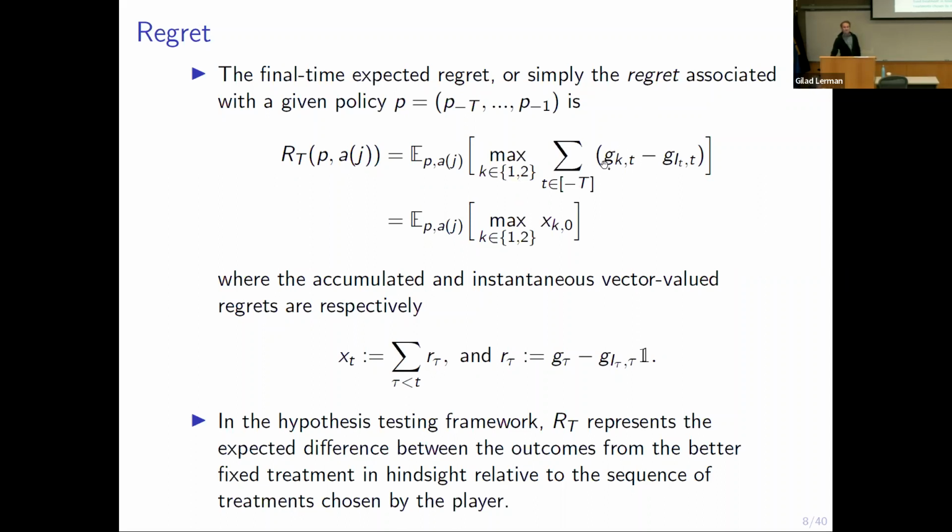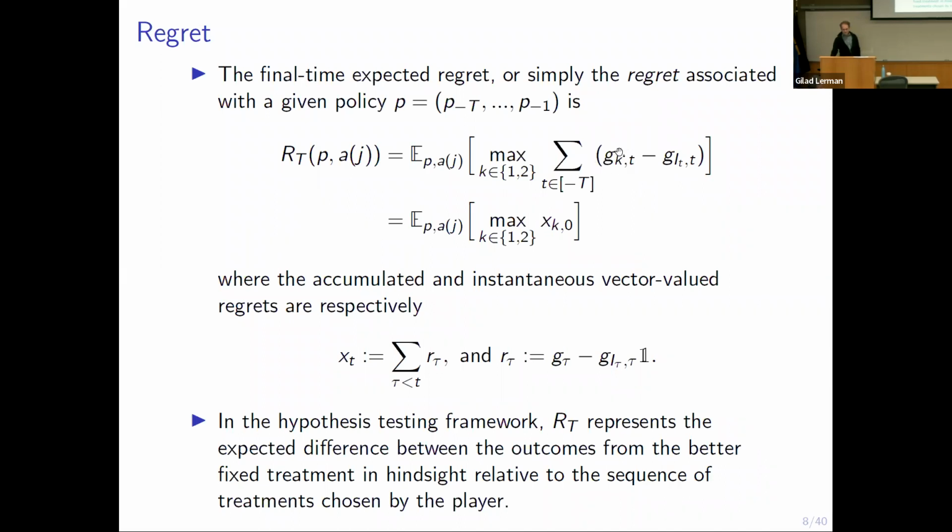What is the expectation over? The expectation is over both: the player's strategy is randomized, so IT is a random variable that at each time period is a sample from a distribution PT from the player. So that's one source of randomness, and the other source of randomness is the arms themselves. They're Bernoulli distributions. So AJ encodes the 2 Bernoulli distributions. Okay. Any other questions?